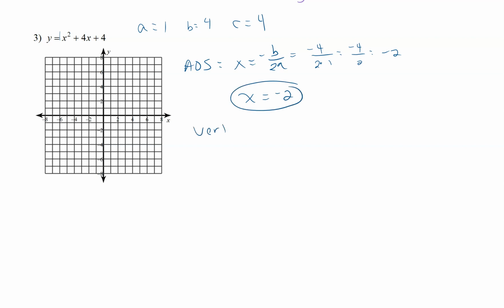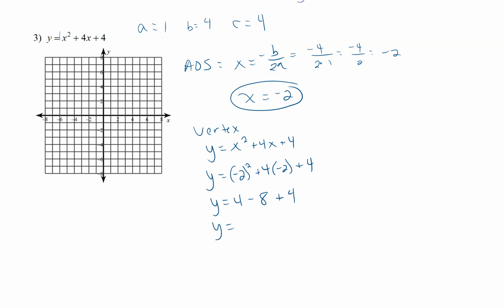To find the vertex, we plug that negative 2 into the original equation, which was y equals x squared plus 4x plus 4. So y equals negative 2 squared plus 4 times negative 2 plus 4. So we get y equals 4 minus 8 plus 4, which gives us negative 4 plus 4. So y is equal to 0. So our vertex is at negative 2, comma 0.